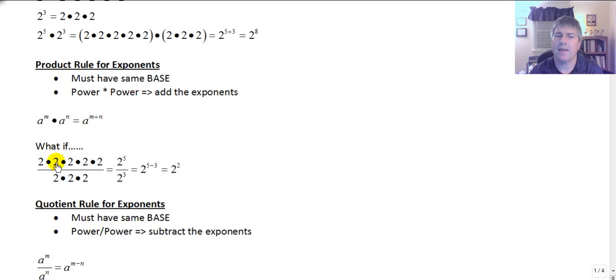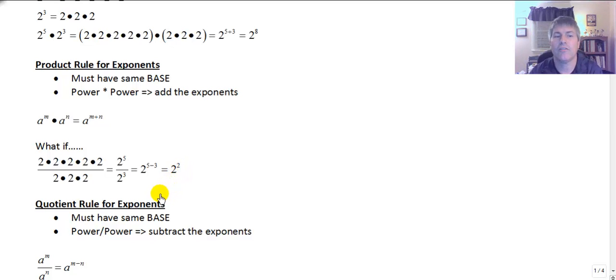Now what if we divided? What if we had 2 to the 5th divided by 2 cubed? Well, as many of you can see, you would probably start canceling these common factors of 2. And we'd be left with just 2 squared, or 2 times 2, in the numerator. So what we have here is 2 to the 5th divided by 2 to the 3rd, and if we use our laws of exponents, we start with 5 in the numerator, we have 3 in the denominator that are going to cancel out or be subtracted, we end up with 2 squared.